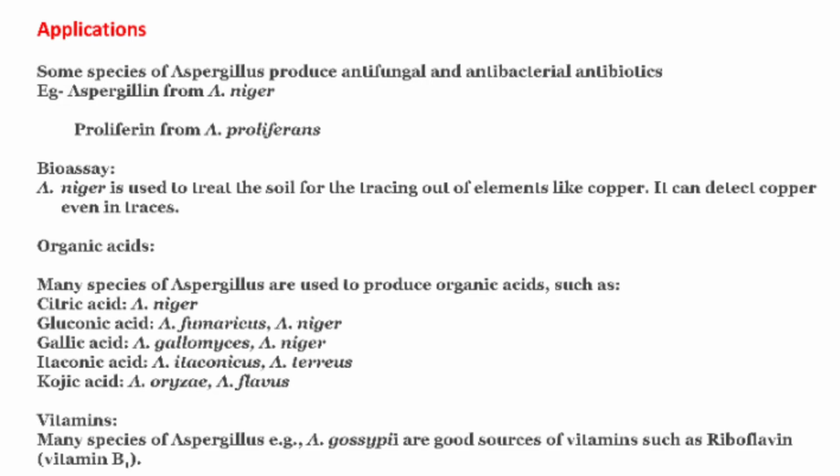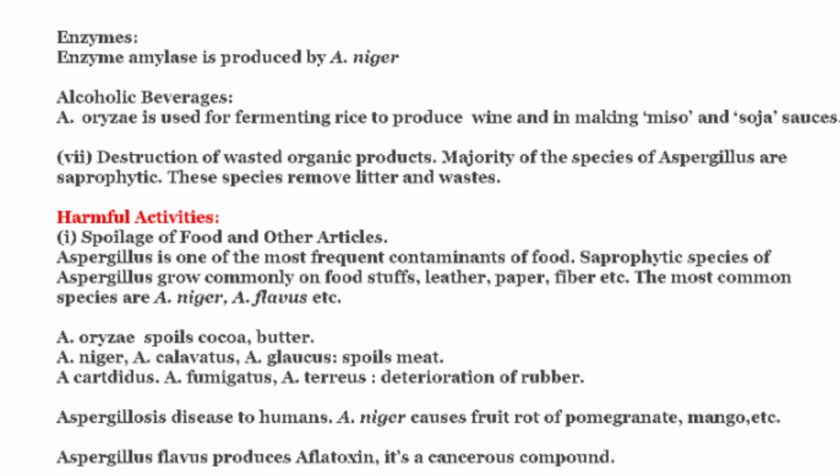Aspergillus terreus is used to produce itaconic acid. Aspergillus flavus and Aspergillus oryzae are used to produce kojic acid. Many species of Aspergillus are good sources of vitamins such as riboflavin. Aspergillus can produce enzymes such as amylase. Aspergillus oryzae is used for fermenting rice to produce wine and in making miso and soya sauces.